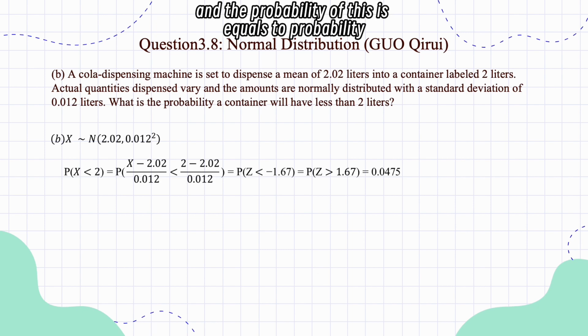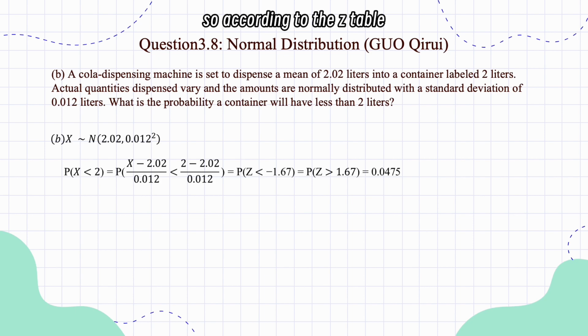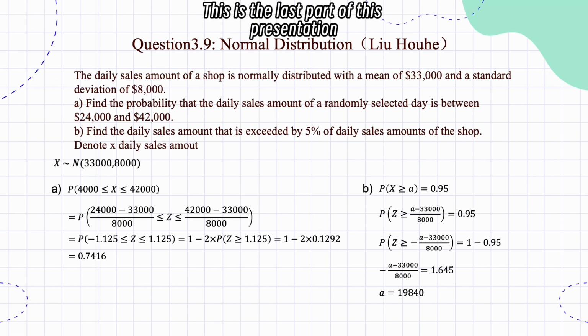And the probability of this is equal to the probability that z is larger than 1.67. So according to the z table, the answer is 0.0475. This is the last part of this presentation.